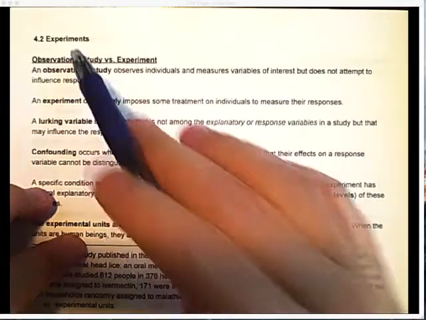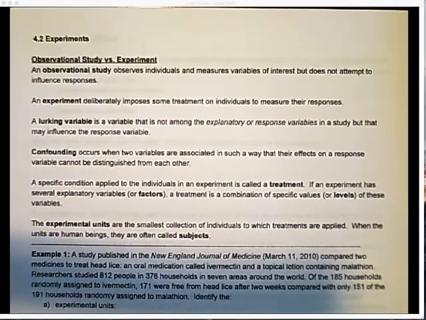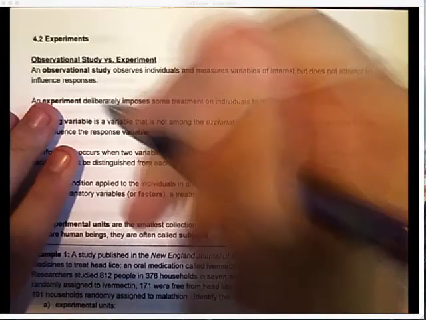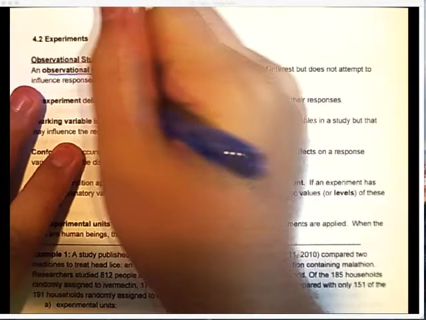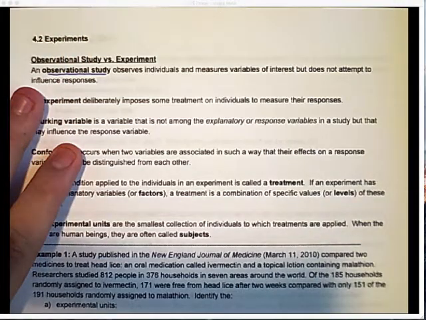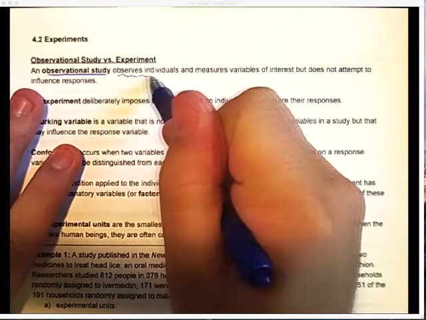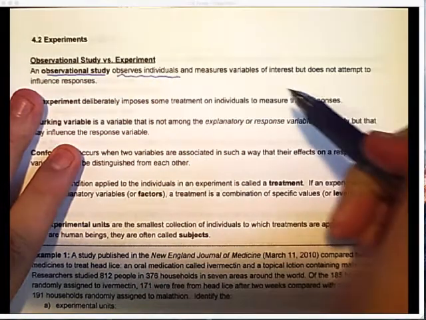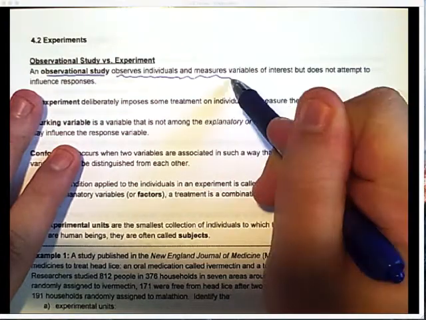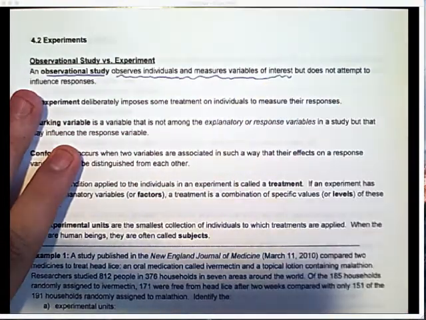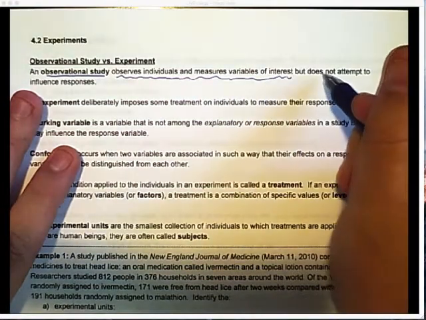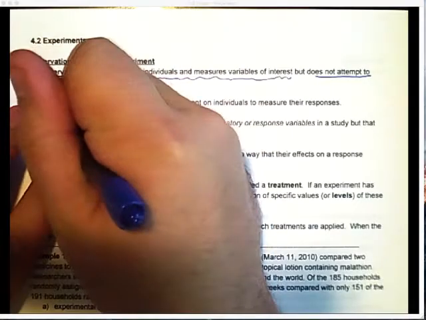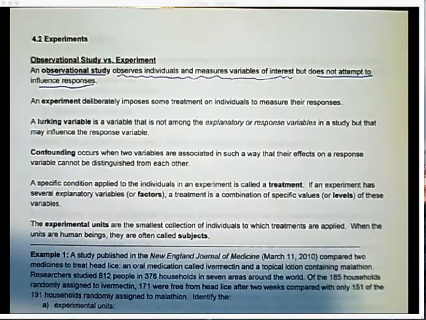4.2 Experiments. So some vocabulary in this section: an observational study versus an experiment. With an observational study, all we do is observe individuals and measure any variables of interest. But the important thing is we do not attempt to influence any response. So we're just watching people.